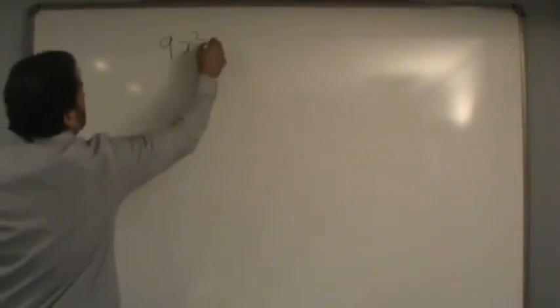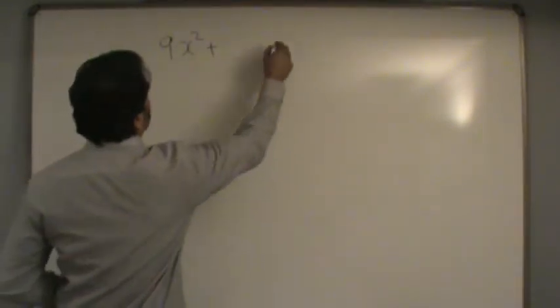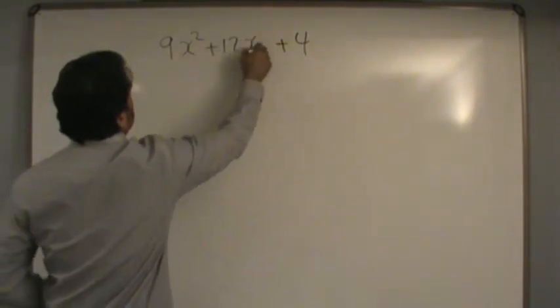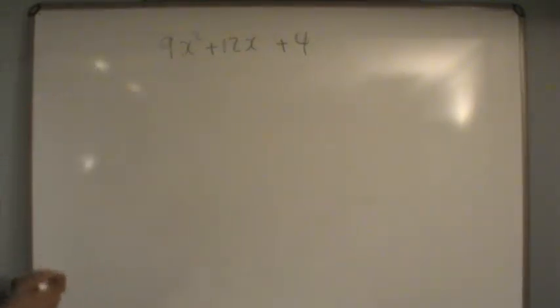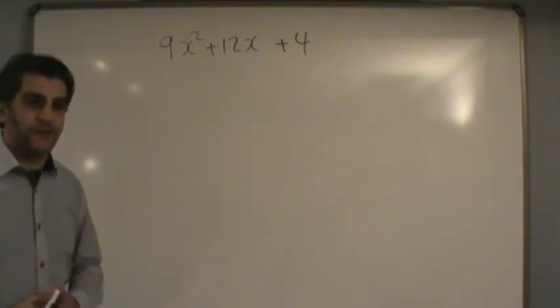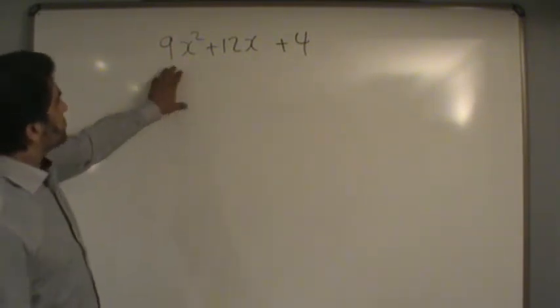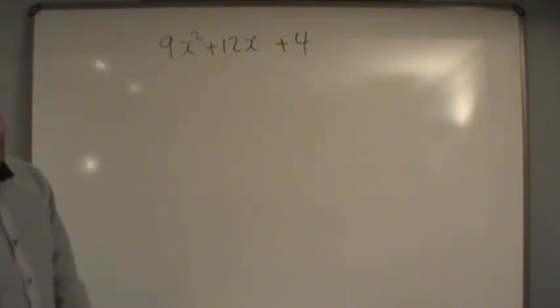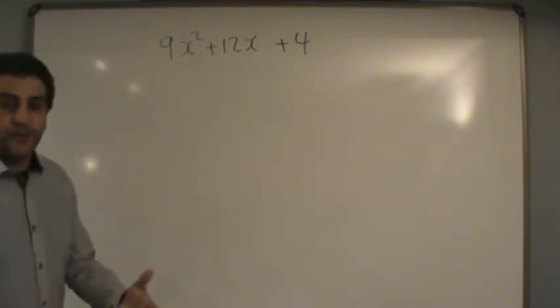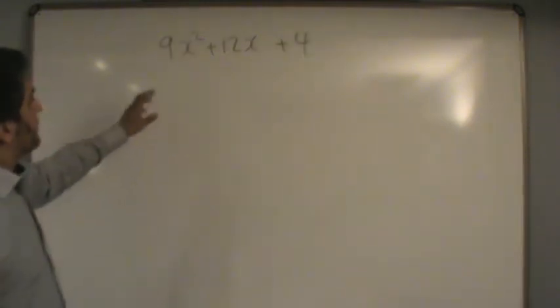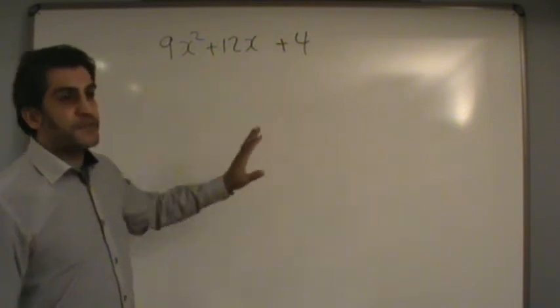9x squared plus 12x plus 4. This is a perfect square factoring. Why do we call it a perfect square factoring? Because the first term and the last term of the trinomial are square rootable. They're perfect square numbers. So that's why we call it a perfect square factoring.